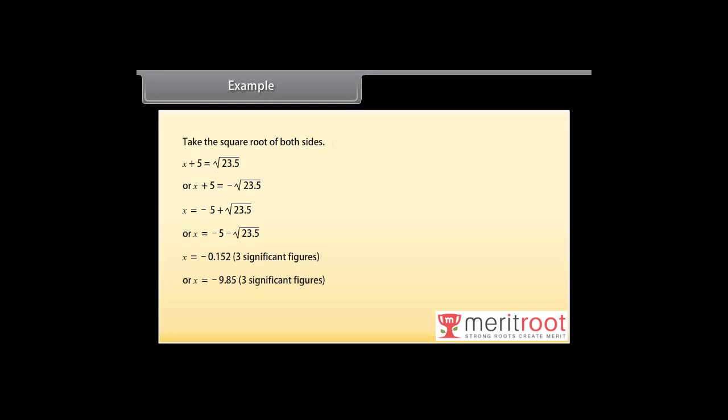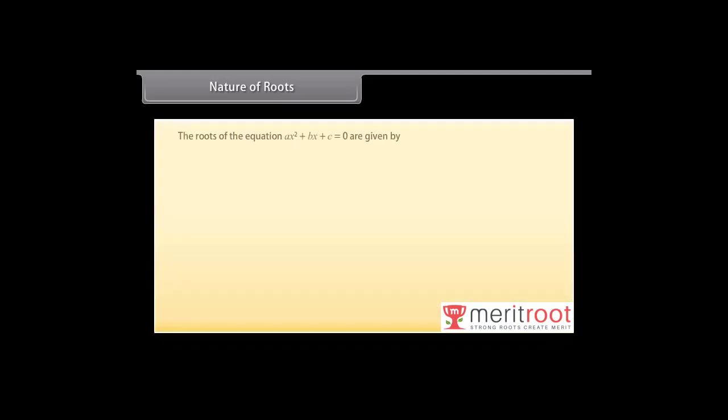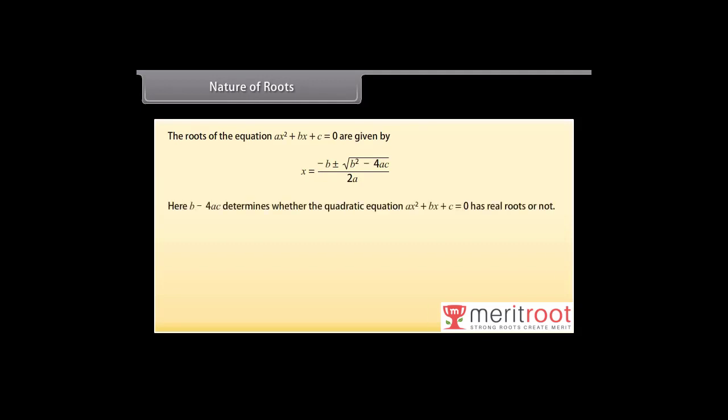Nature of roots. The roots of the equation ax square plus bx plus c is equal to 0 are given by x is equal to minus b plus or minus square root of b square minus 4ac, whole upon 2a. Here, b square minus 4ac determines whether the quadratic equation ax square plus bx plus c is equal to 0 has real roots or not. b square minus 4ac is called the discriminant of the quadratic equation.